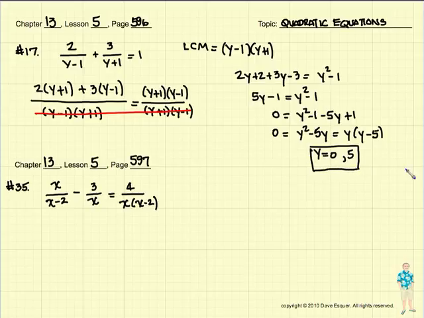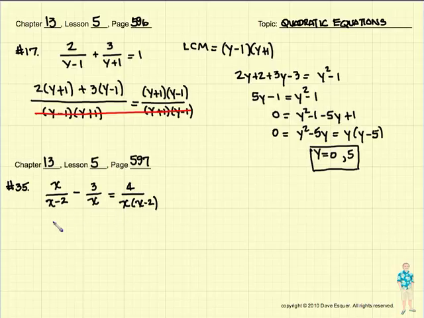We use our zero product property. Either y is equal to 0 or y minus 5 is equal to 0. And when we solve for y, we ended up with 0 and 5. Number 35 is an error analysis. Leah went ahead and did this problem, and she came up with a solution so that the discriminant was negative. Let's see where she went wrong.